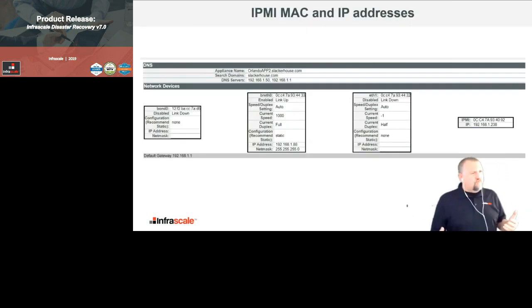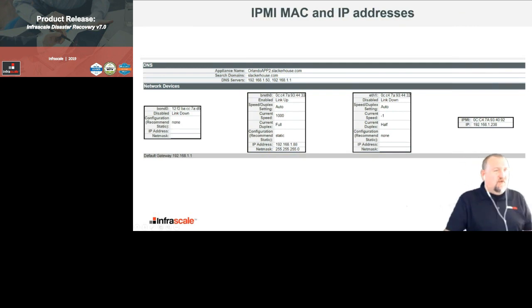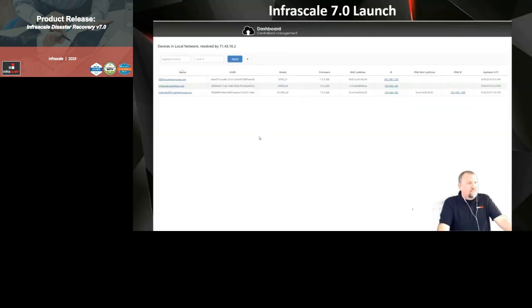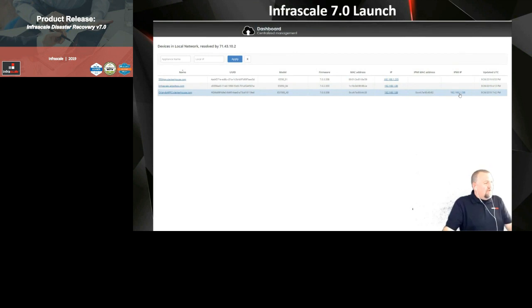We've always had the ability to go to devices.infrascale.com, and that's going to bring up all the machines that are on your network. So it's going to give you this view right here. It's going to show you the network, the different machines that are there, and the IPMI for those machines on that network. It's going to make it easy to get in and configure the appliances.